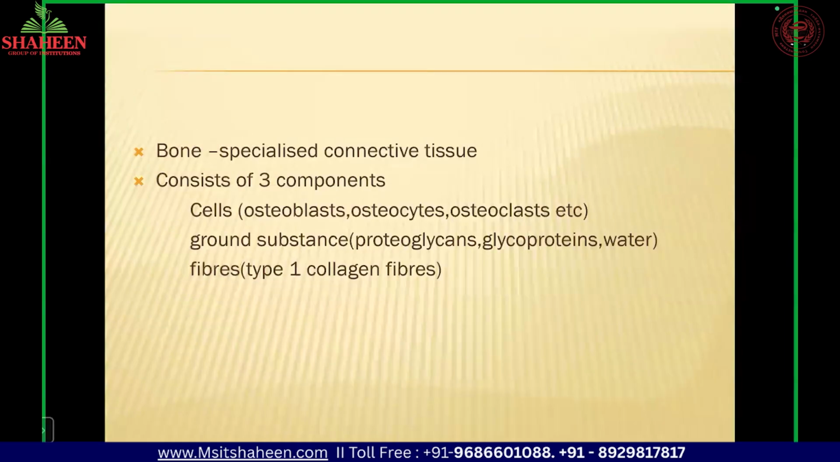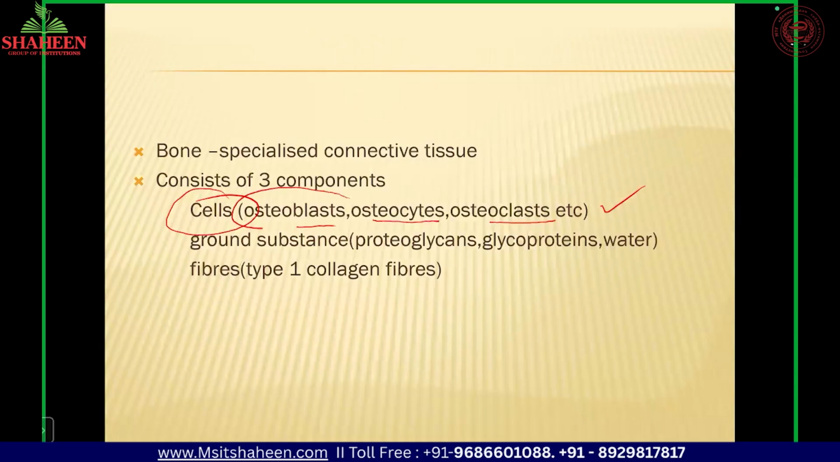So bone is a specialized connective tissue. Last class you discussed different types of connective tissue, loose areolar connective tissue and dense connective tissue. This bone is a specialized connective tissue. It consists of three components. We know that the basic components of connective tissues are cells, a ground substance, and also fibers. Okay. So in the case of bone, the cells will be osteoblasts, osteocytes, and osteoclasts.